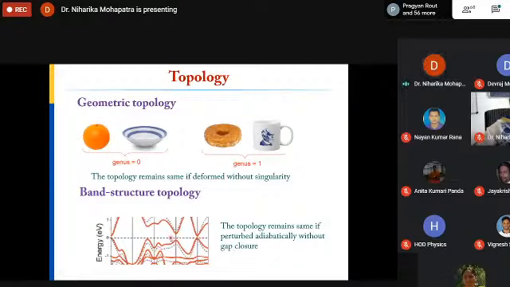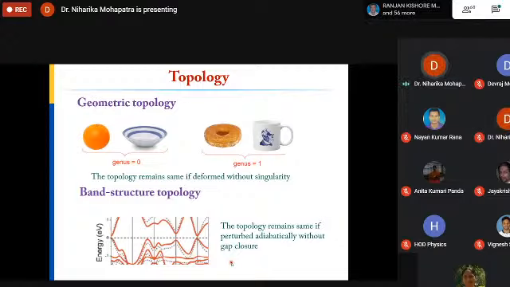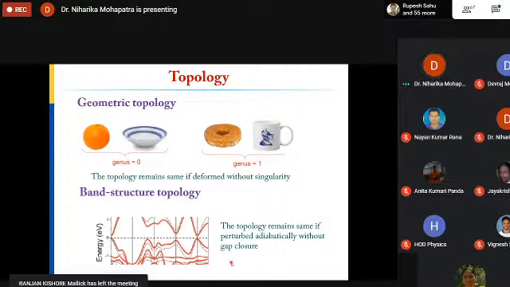whether there is a gap in the Fermi surface or whether there is any crossing in the Fermi surface. So if there is a crossing, only one time, then the Chern number will be 1. Or if there is no crossing, there is a gap, it will be 0. Like the Chern number is 0 for a trivial insulator and it is 1 for a non-trivial insulator. Okay, so there is a correlation between the topology in geometric sense and band topology.